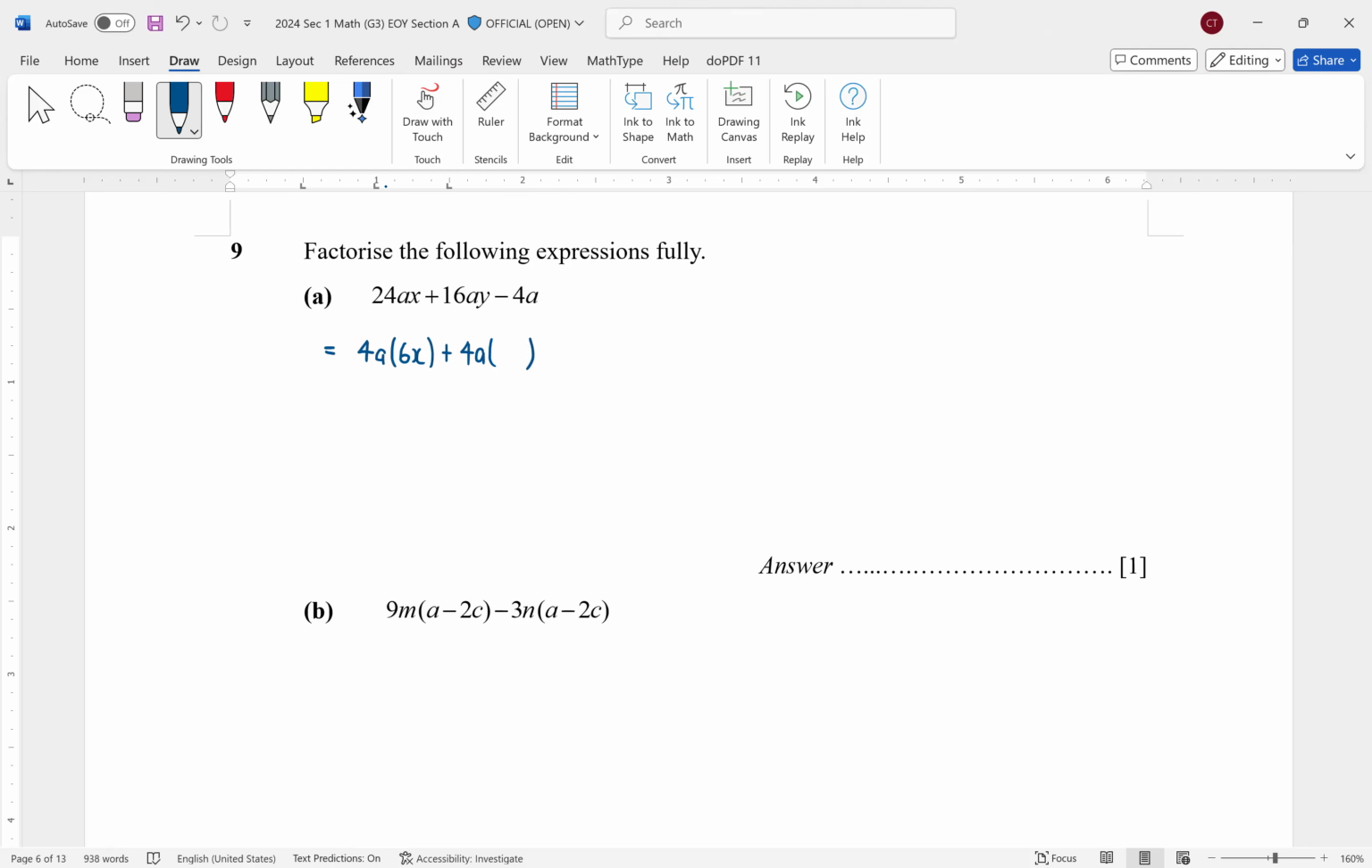Now let's ask ourselves the same question again. What times 4a will give us 16ay? Quite simply, 4 times 4 will give the 16, and then the y. So now we are done with the second term. Now we'll hold the negative sign here. Remember we are taking out 4a, so what times 4a will give me 4a? For this one it will be 1. So don't forget the 1 here.